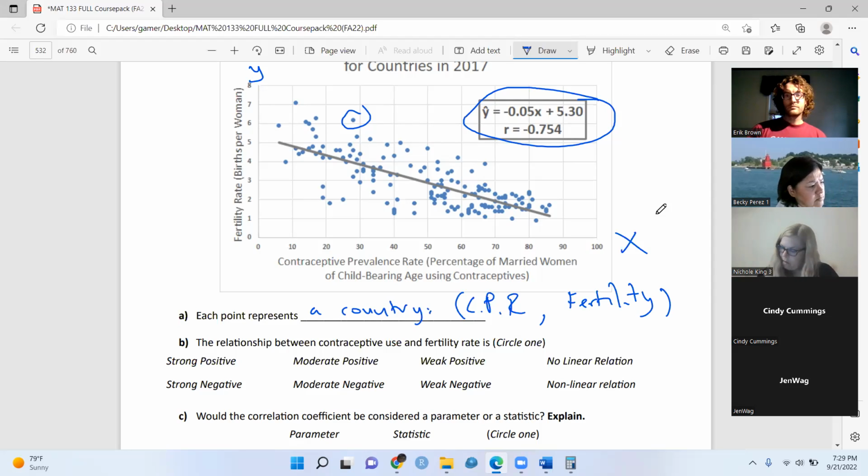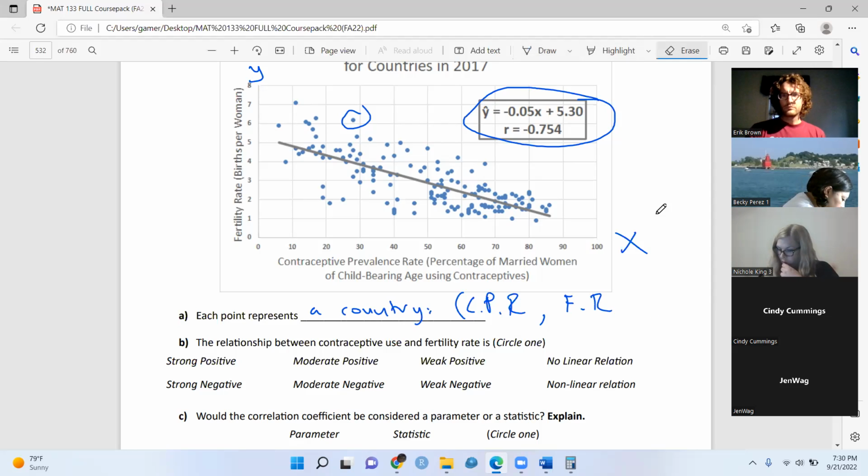So I should have both of them on there. Yes, maybe even all three. It's a country, and it's that country's percent of married women who can have children that are using contraceptives and the fertility rate. See, I said fertility rate, births per woman. And then obviously I added all the countries in the world. Nice, nice. Okay.